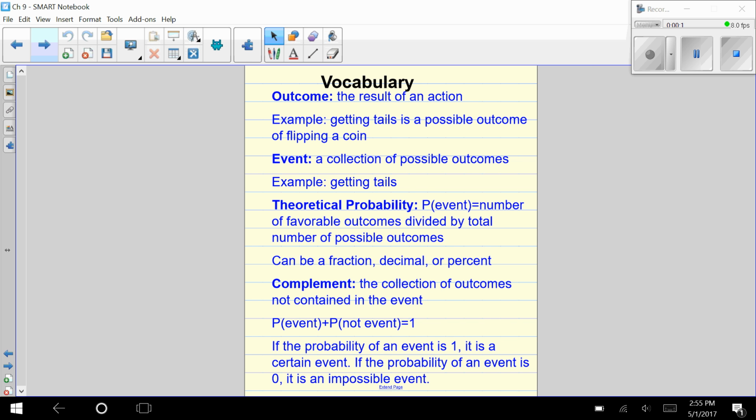An outcome is the result of an action. So for example, getting tails is a possible outcome of flipping a coin. An event is a collection of possible outcomes. They're generally the ones that we are concerned with. So maybe our event is getting tails.